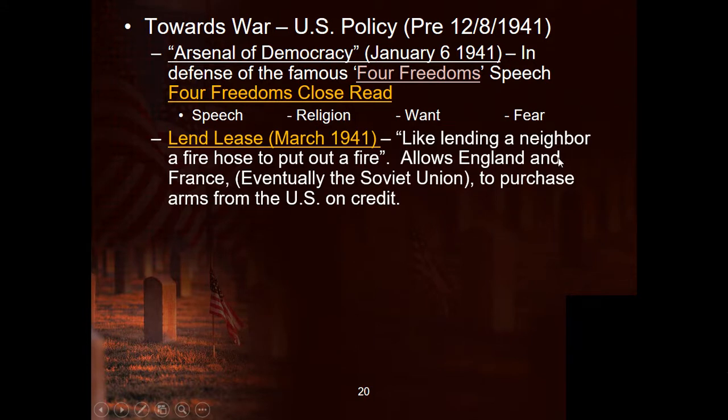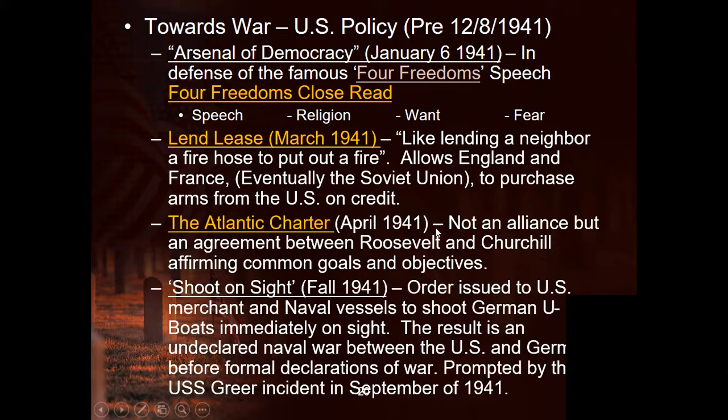It's the right thing to do, but it's also better to put the fire out there before it spreads to your house. You can see the Atlantic Charter, just an agreement where you have a formal agreement, not an alliance. And then finally, in the fall of 41, Roosevelt goes so far as to order American vessels to shoot German U-boats on sight. So even before December of 41, when the United States is attacked, we are clearly not neutral.